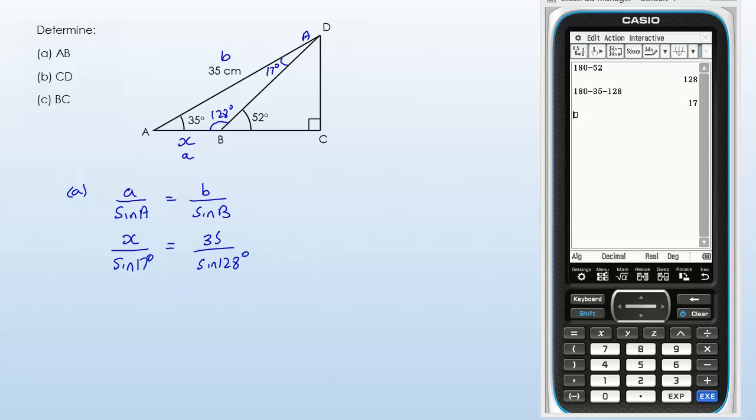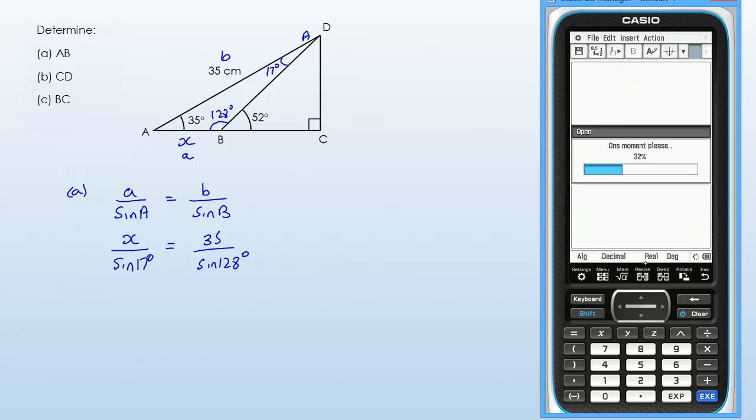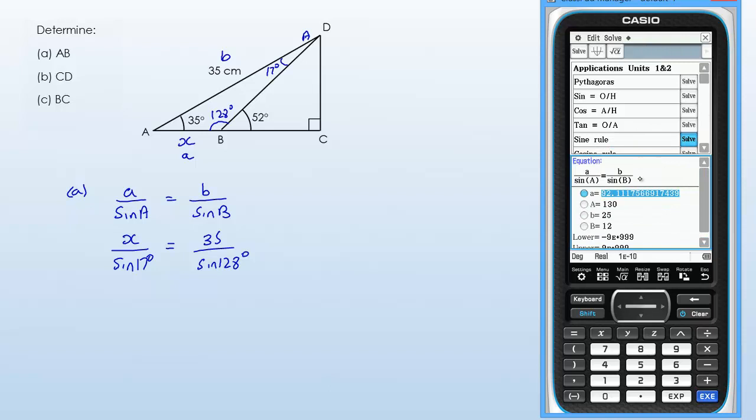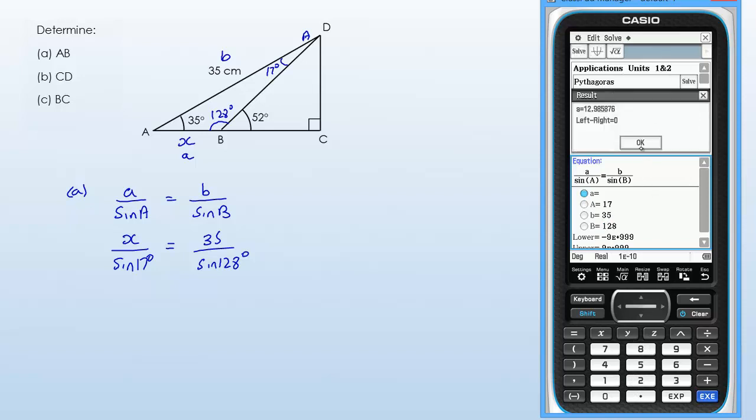So I can use the E-activity for that. So I'm going to go to E-activities, and of course I'm using the sine rule. So I'm trying to work out A. I know the angle A is 17. I know that B here is 35. Angle B is 128, and that gives me A is 12 point, let's write that as 986.